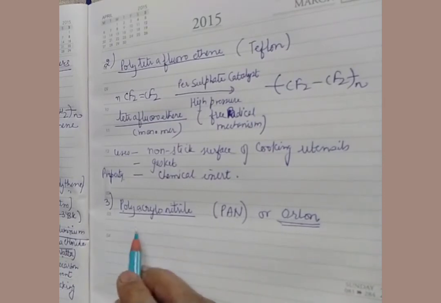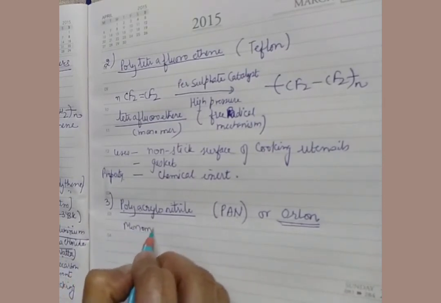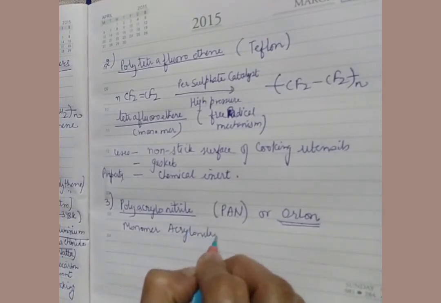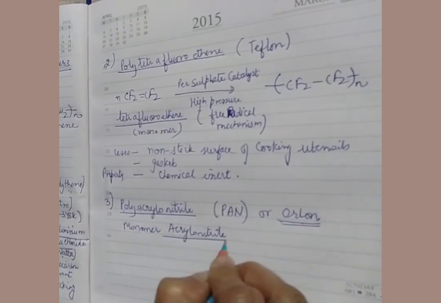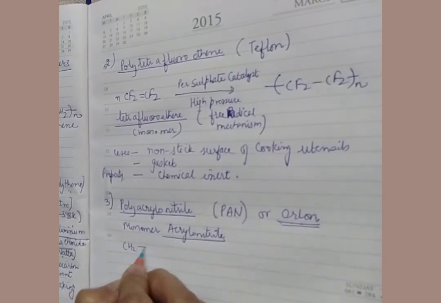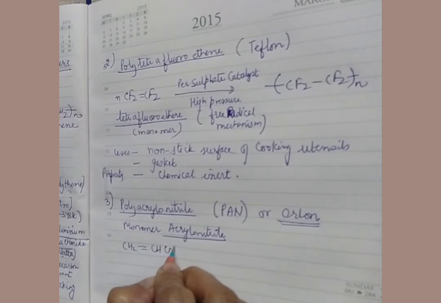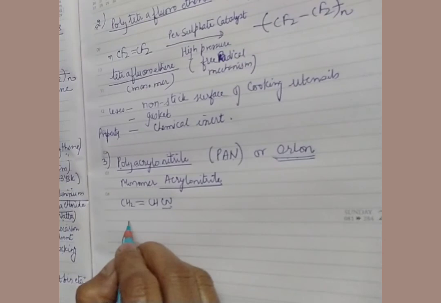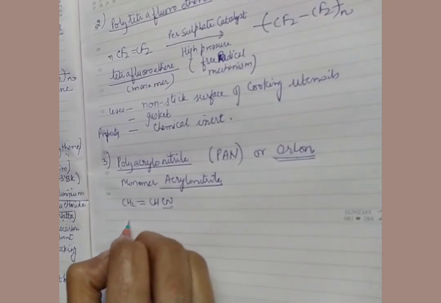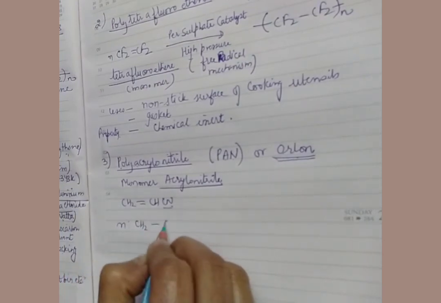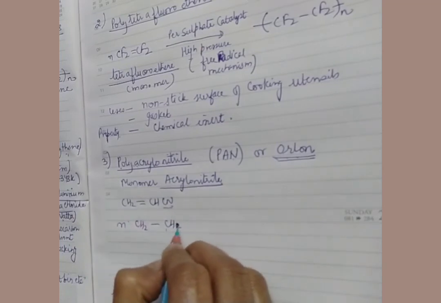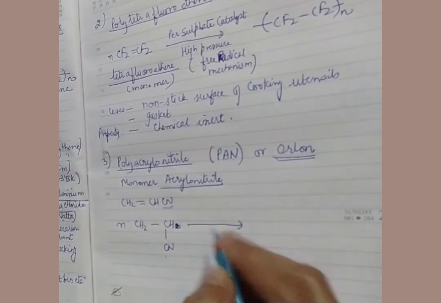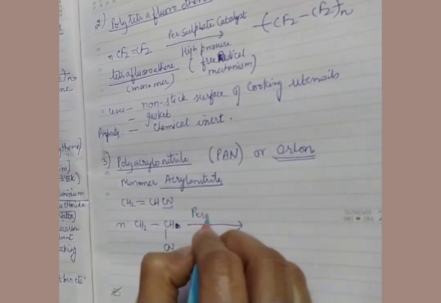And the monomer is acrylonitrile. This is CH2=CHCN. Now this will become a side chain. Okay. So how the polymerization takes place? Let's see. The N unit of this has been used. This becomes the branch under the peroxide catalyst.